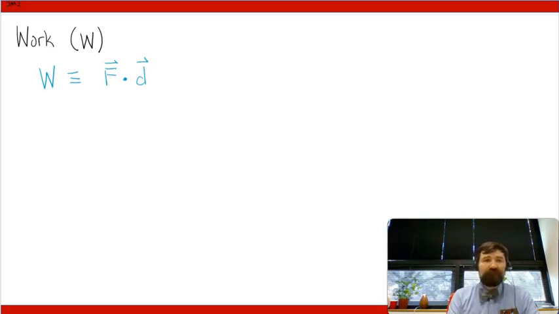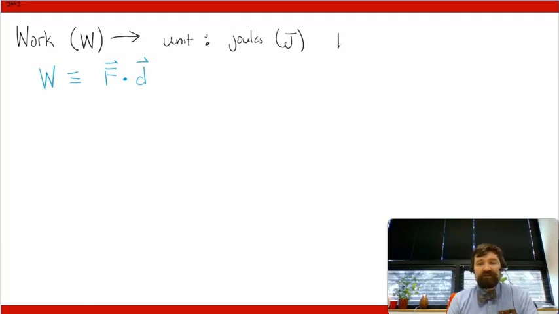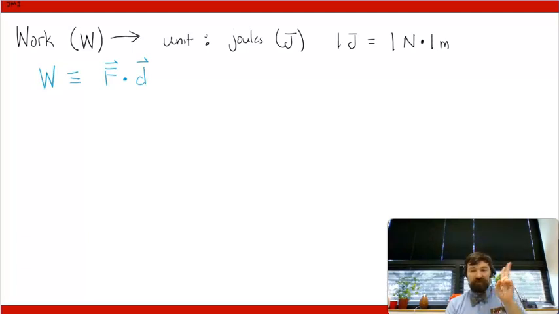But before we do, it's also worth noting what are the units for work. So the SI unit for work is the joule. So joules are represented by a capital J. And the way that you get a joule is that 1 joule is equivalent to 1 Newton times 1 meter. So 1 Newton of force times 1 meter of displacement.